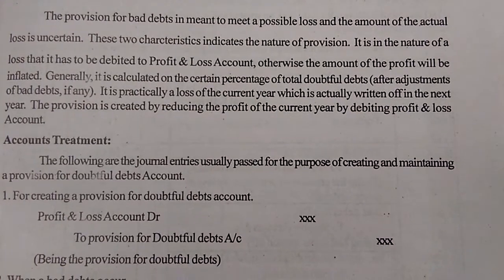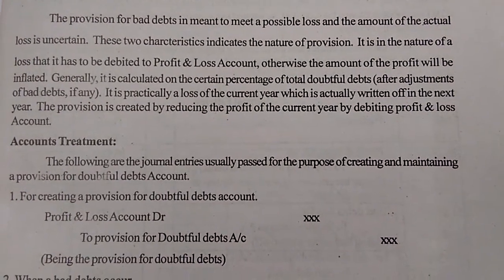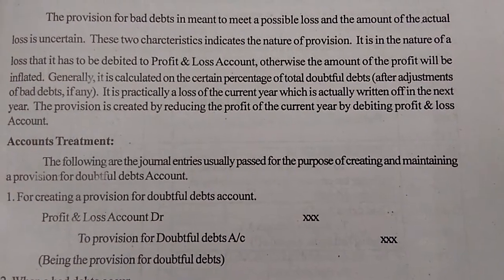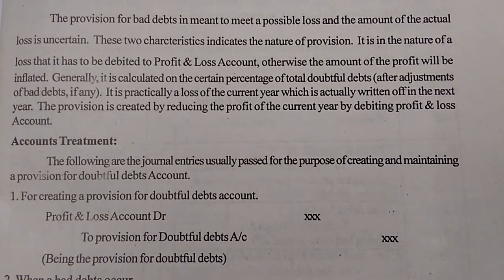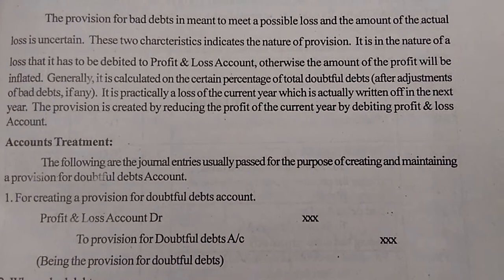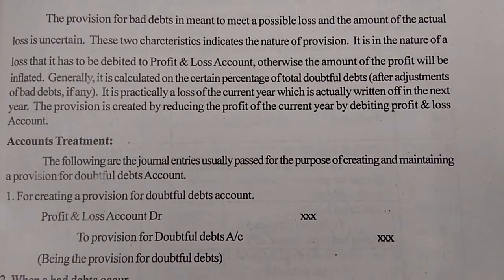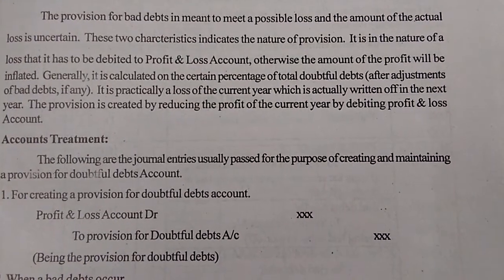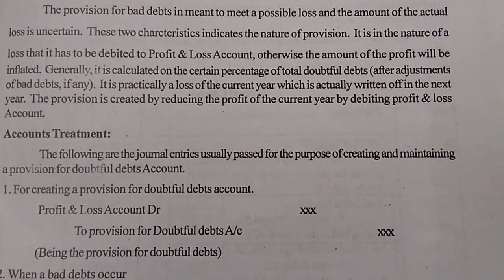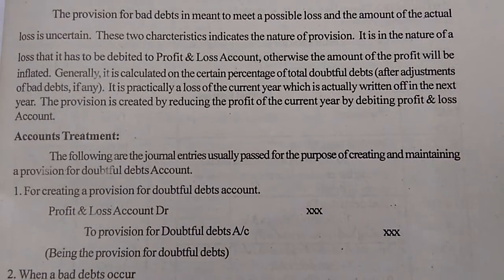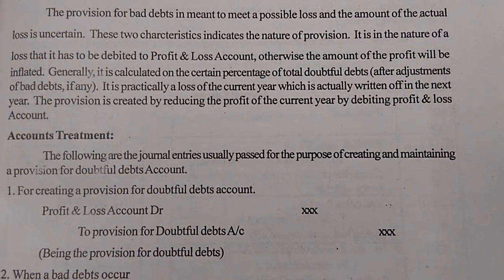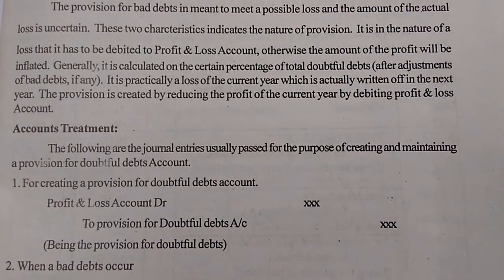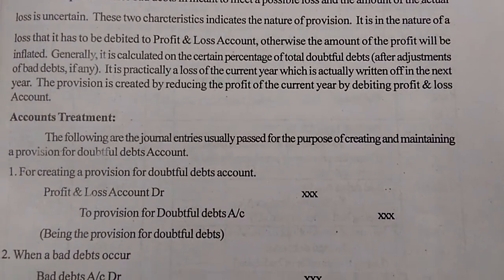Generally, it is calculated on a certain percentage of total doubtful debts after adjustments of the bad debts, if any. It is practically a loss of the current year which is actually written off in the next year. The provision is created by reducing the profit of the current year by debiting profit and loss account.